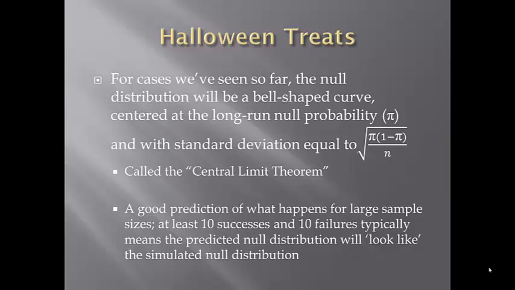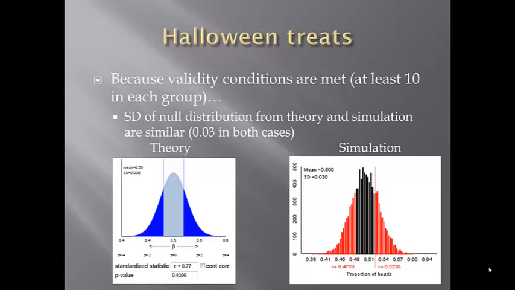That is, at least 10 successes and 10 failures occur in our data. We can predict that the null distribution will take a bell-shaped curve centered at the long-run null probability and have a standard deviation equal to the square root of pi times 1 minus pi over n. Because the validity conditions are met, we know the following.